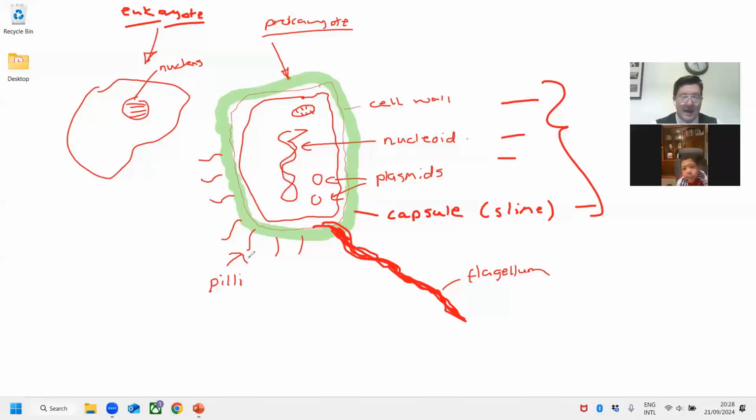It's got a slime layer. This plasmid and the nucleoid, these plasmids are like little circular rings. Does that make sense? And the nucleoid is just like a big squiggle, but both of these are in the place of something in the eukaryote. Now, for 10 out of 10, can you tell me what the nucleoid and the plasmids are in place of in a eukaryote? Any idea?